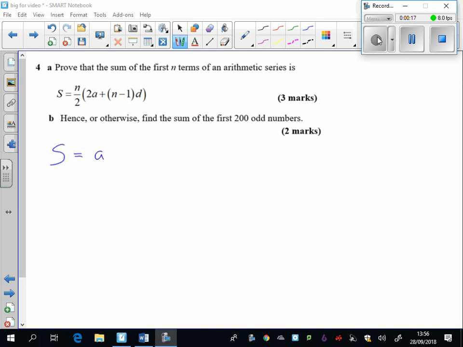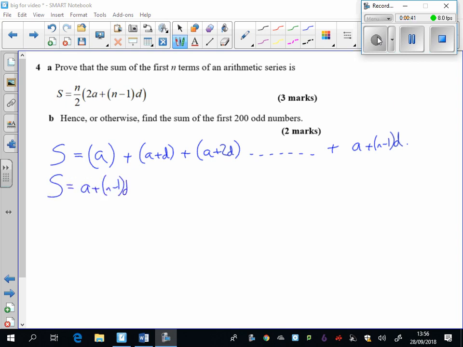So the sum is the first one, plus the second, plus the third, and so on, all the way up to the nth one, which is a plus n minus 1 d's. And the nicest way of doing this proof is to also write it out backwards. So S is a plus n minus 1 d's, and keep going, a plus n minus 2 d's, going all the way down until we get to a at the end here.